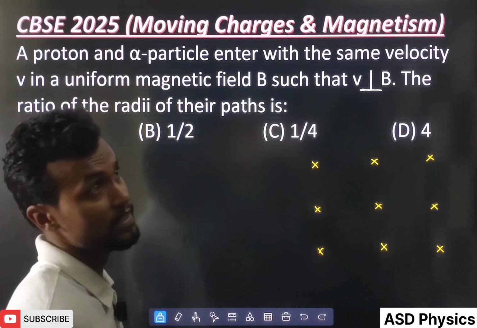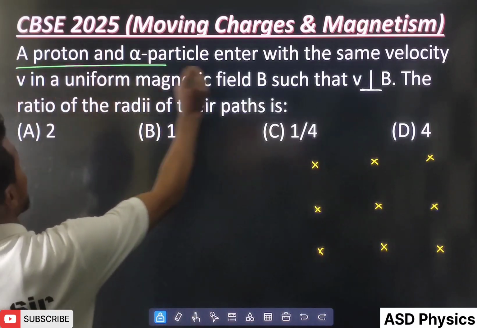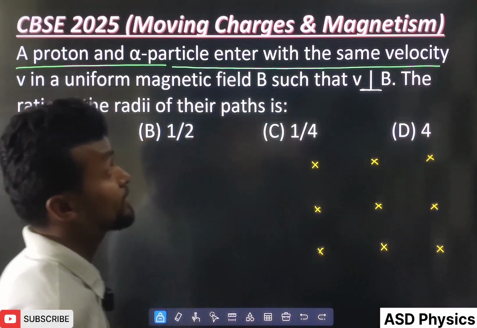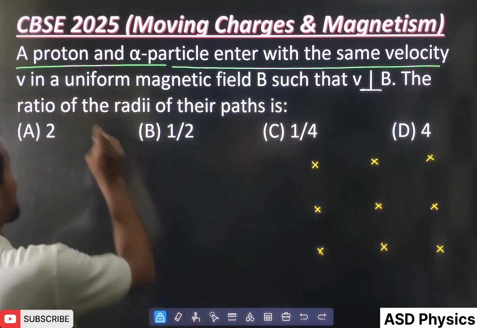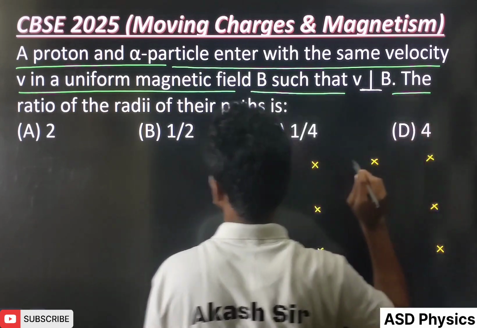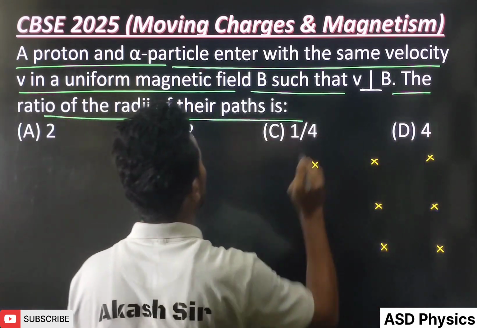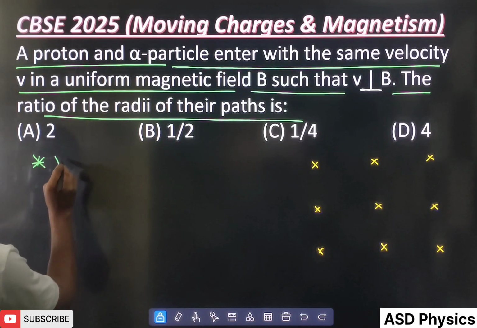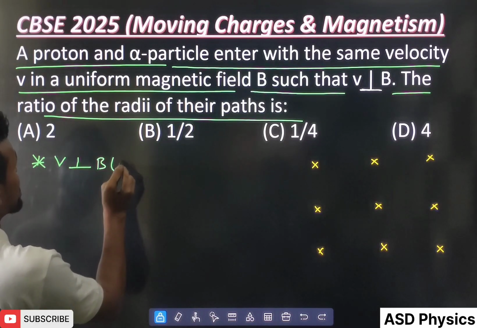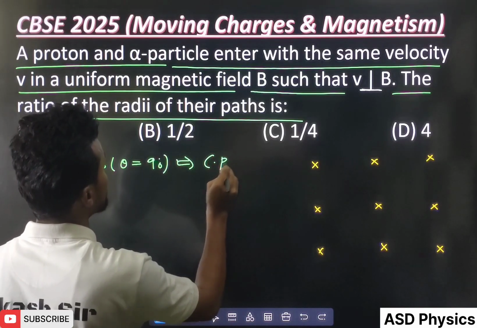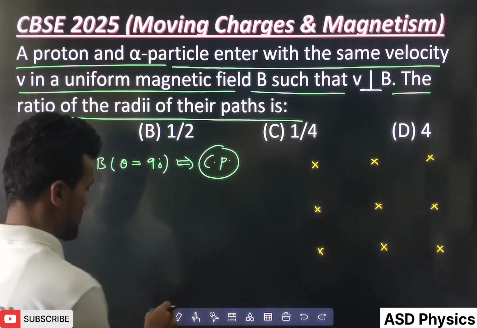Again, moving charges and magnetism. Too much weightage. See here, a proton and alpha particle enter with the same velocity. Keyword is the same velocity, okay? V in a uniform magnetic field B such that V is perpendicular to B, the ratio of radii of their circular path is how much? So remember that when V is perpendicular to B, that means when theta is 90 degrees, which path will be there, students? The path will be a circular path, okay?